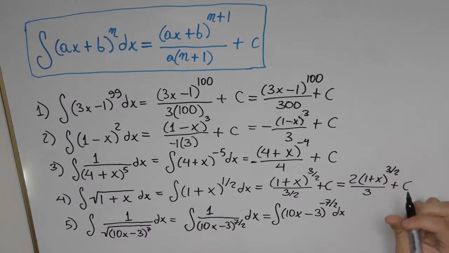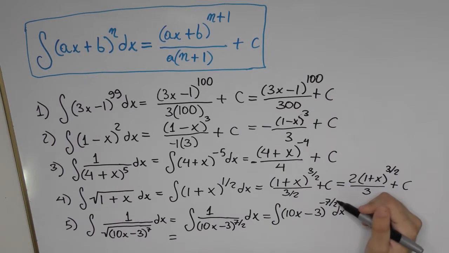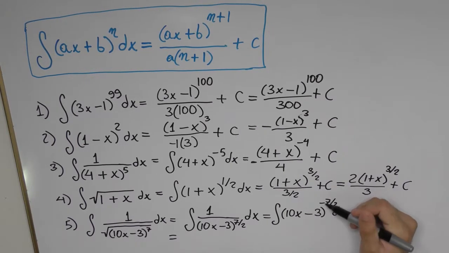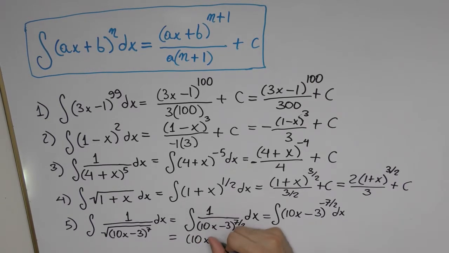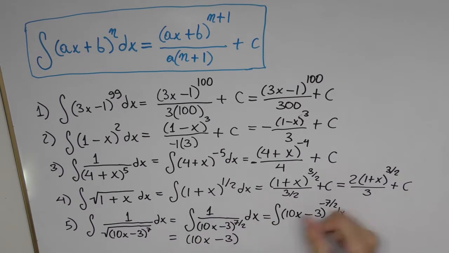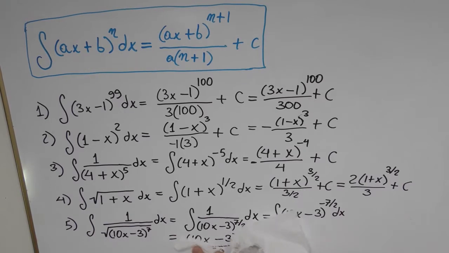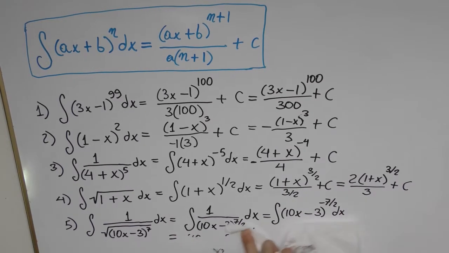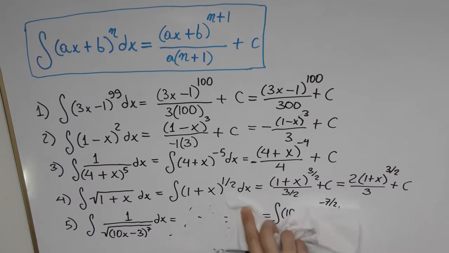Okay, so I'm just going through each step here. And now we can continue that. So let's integrate that. We're going to add 1 to the power. That's going to become minus 5 on 2. So we have 10x minus 3 to the power of minus 5 on 2 divided by minus 5 on 2. Let me just move that up just slightly so you can see it better. So let's just get rid of this section here.